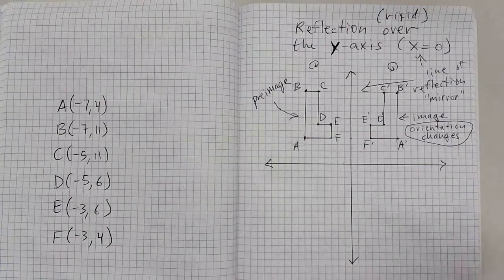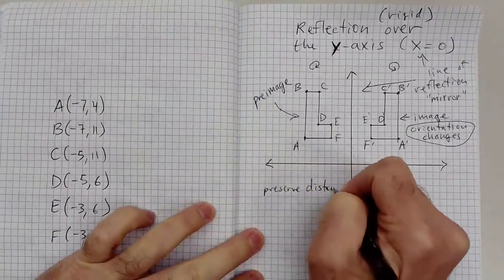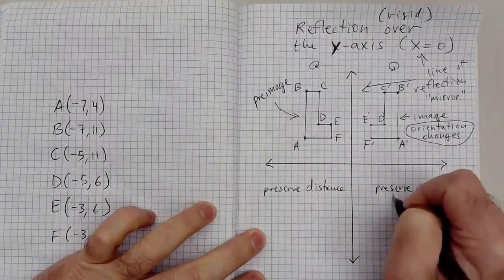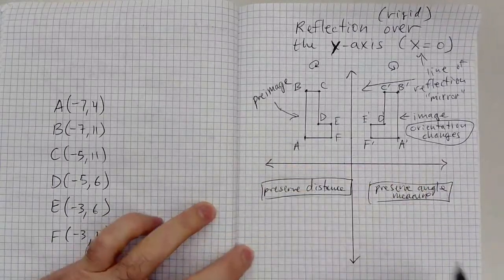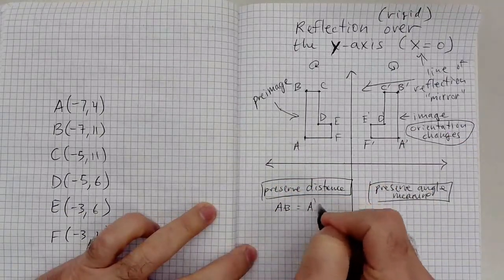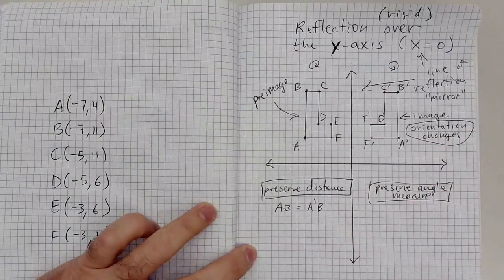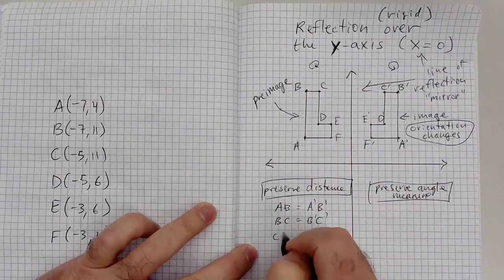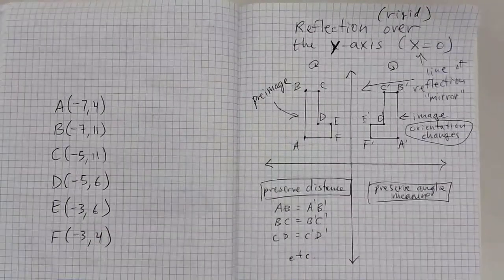All right, so we should remember that we preserve distance and we preserve angle measure. And this one's pretty easy to prove, right? Because we can see that AB is equal to A prime B prime. Now we could just count, right? 1, 2, 3, 4, 5, 6, 7. 1, 2, 3, 4, 5, 6, 7. Okay? And we can do the same thing with all of the points. BC equals B prime C prime. CD equals C prime D prime, etc. Right? So those would be really easy to check.